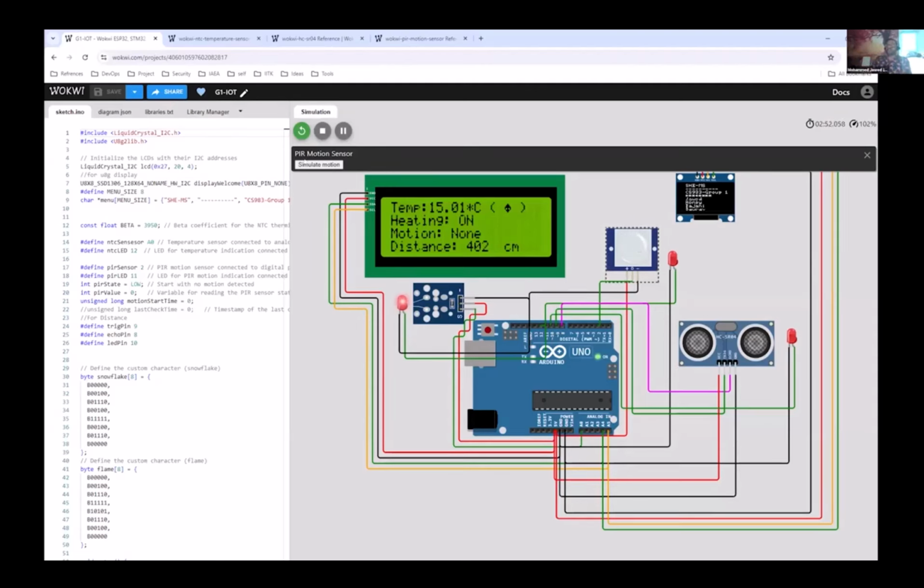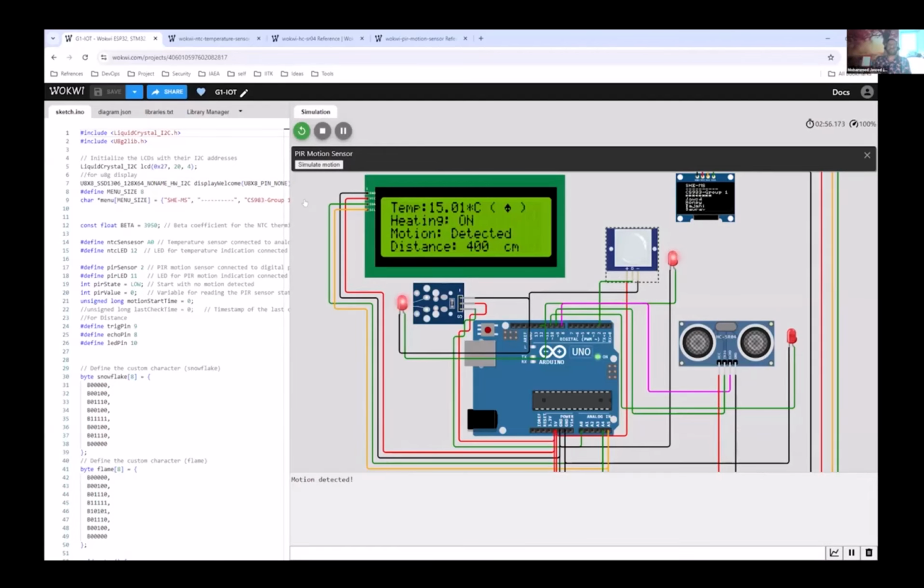And let's try with the simulation. As soon as we click on the PIR motion, we'll see there is the motion detector. It means there is an object in its view. So an LED will glow over here, which will show that the motion has been detected. And after the threshold time, it will go off again, when there isn't any motion.